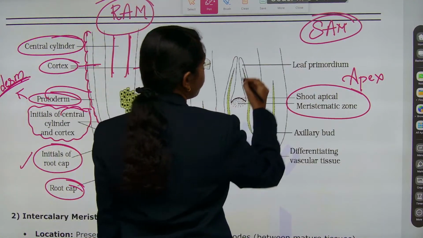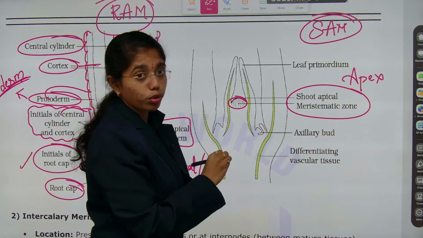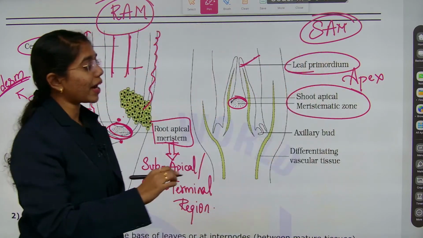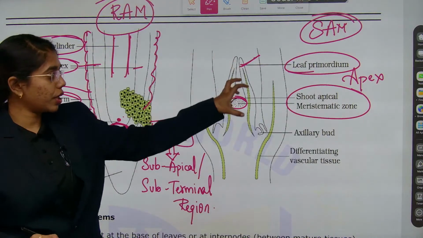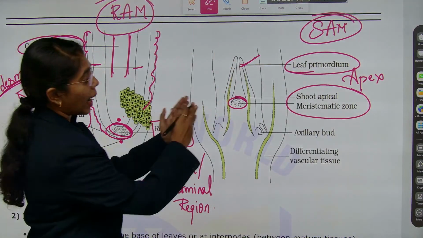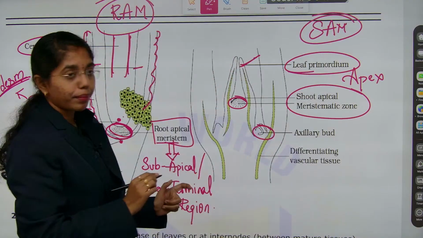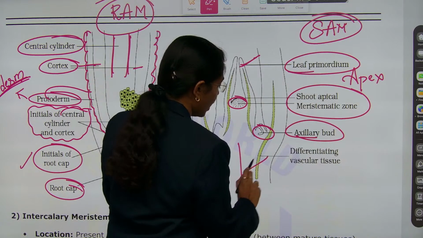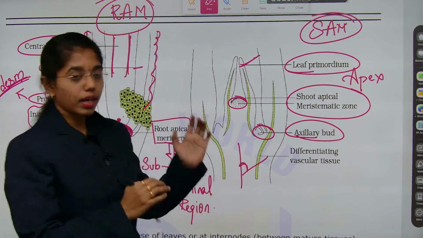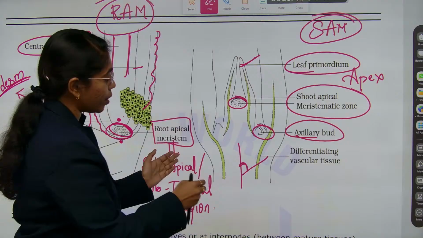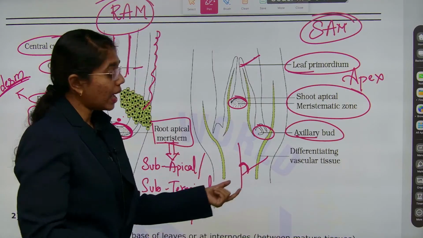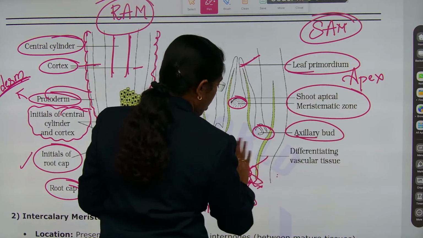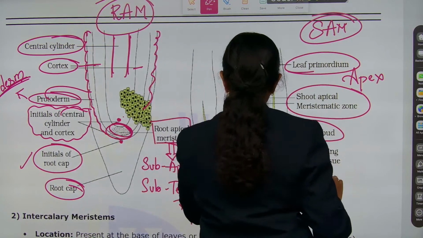Above this, in close proximity to the shoot apical meristem, you can see the leaf primordium. Below this you can see the axillary bud, which is formed at the axil of the leaf. The axil is the angle between the leaf and the stem. At this axil region, what is formed? The axillary bud is formed.